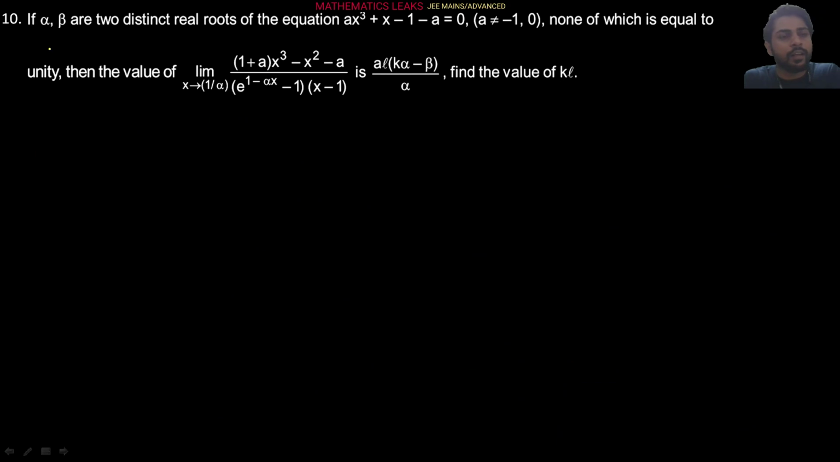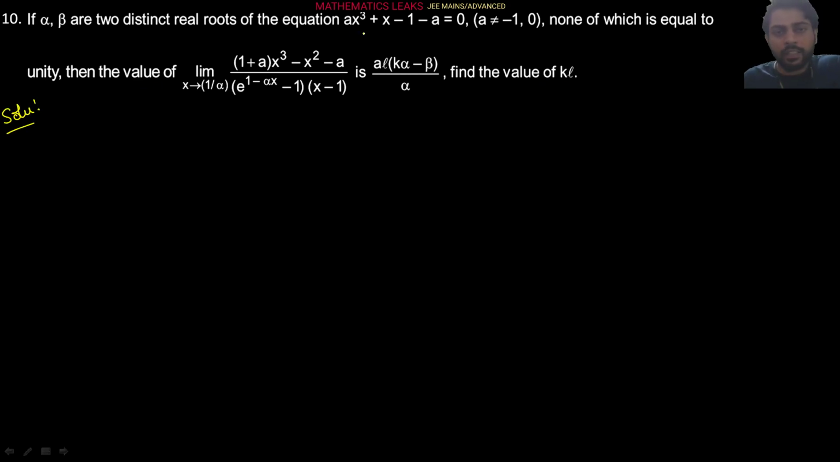Next question is: if alpha, beta are the two distinct real roots of the equation ax cube plus x minus 1 minus a is equal to 0, where a is not equal to minus 1, 0, none of which is equal to unity, then the value of this quantity is this one, then what is KL? So let's solve it.